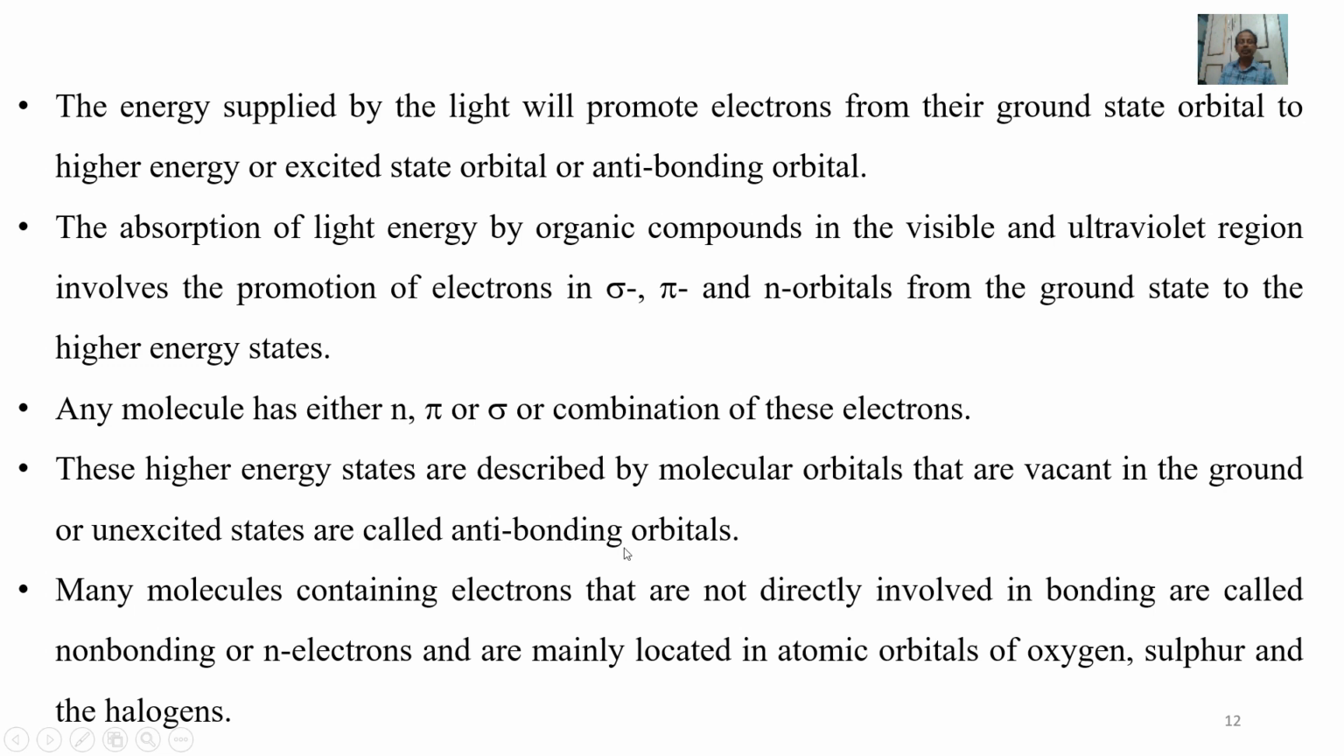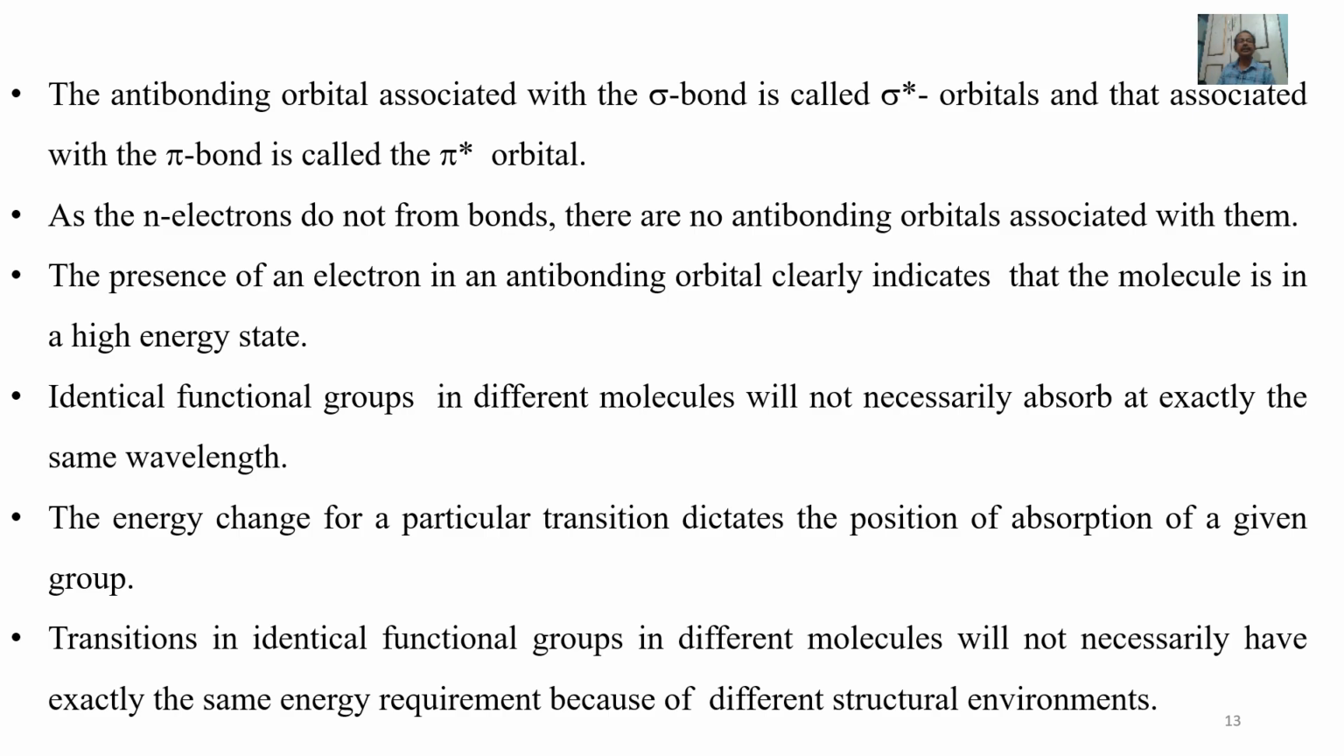These are called antibonding orbitals. Many molecules contain electrons that are not directly involved in bonding, called non-bonding or n electrons, and are mainly located in atomic orbitals of oxygen, sulfur, and halogens. The antibonding orbital associated with the sigma bond is called sigma star orbital, and that associated with the pi bond is called pi star orbital.